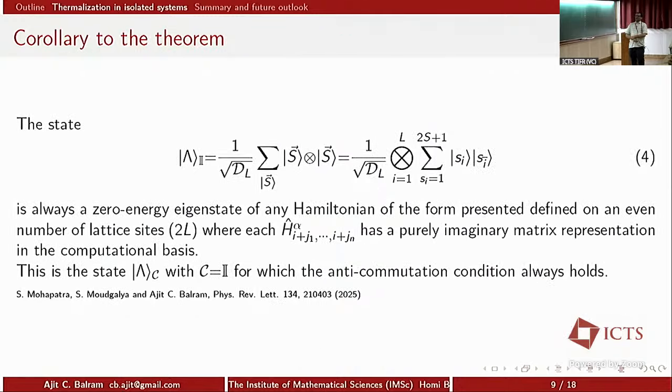Okay, so one interesting corollary to our theorem is that if you look at this state, lambda I, so you choose C to be I, then this state is always a zero energy eigenstate of any Hamiltonian given in the previous slide which has a purely imaginary representation in the computational basis. Because if you had an imaginary representation in the computational basis, then complex conjugation alone anti-commutes, right? Complex conjugation will change the sign, and you can just choose C to be identity, and that will do the job. So this is exactly the state lambda with C set to be identity, and for this, the anti-commutation will hold, provided the Hamiltonian's representation in the computational basis is purely imaginary.